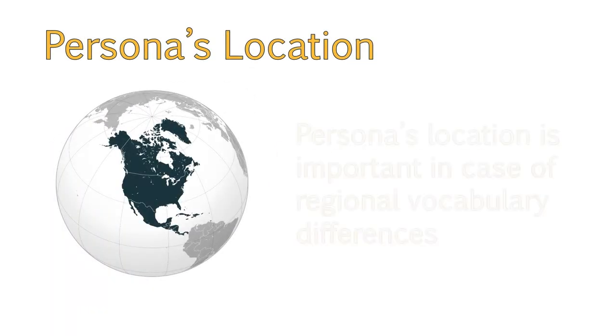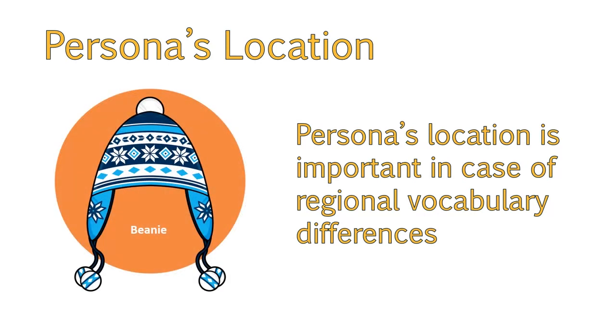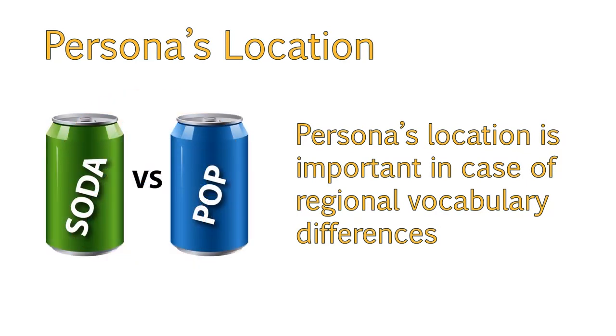Now ask yourself where they are from, and if there are any regional vocabulary differences. For example, here in California, we call a knit cap a beanie, while in Oklahoma, many people call it a toboggan, which is what most of us here on the West Coast refer to as a type of sled. Another more well-known example is pop versus soda.